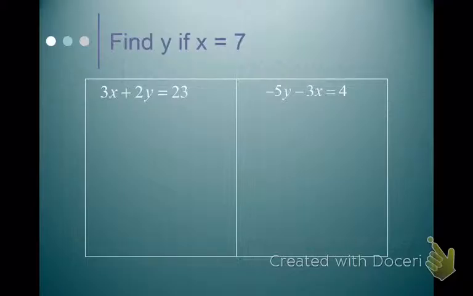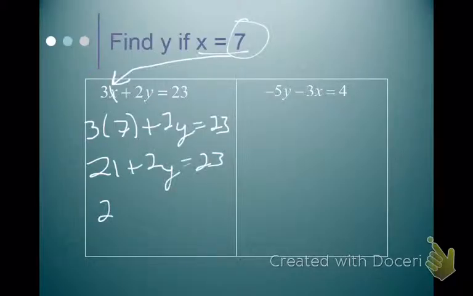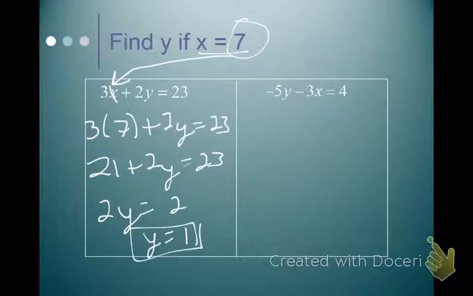For example, in this first guy here, we want to find y if x is equal to 7. Okay, well, if we know that x is equal to 7, then I'm going to take 7 and literally plug it in for x, right? I'm going to literally take that x out and put a 7 in its place. So I get 3 times 7 plus 2y equals 23. Of course, 3 times 7 is 21. Subtract 21 from both sides. Divide by 2. And y equals 1.